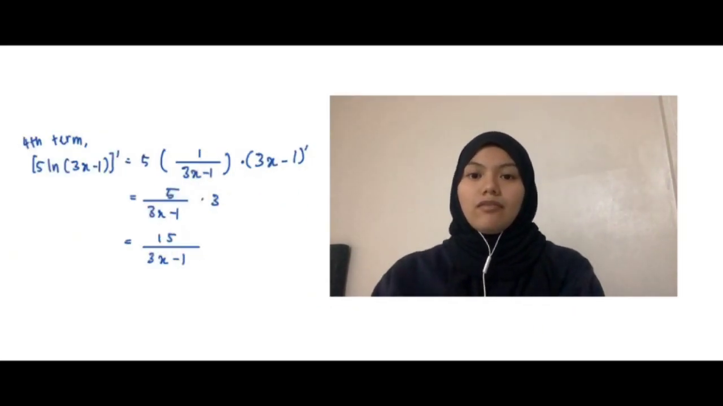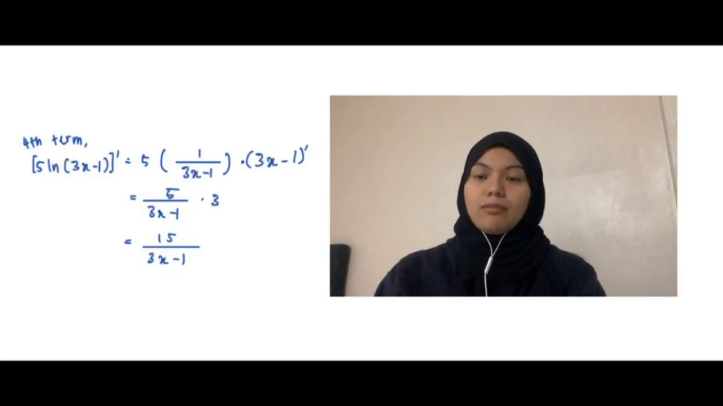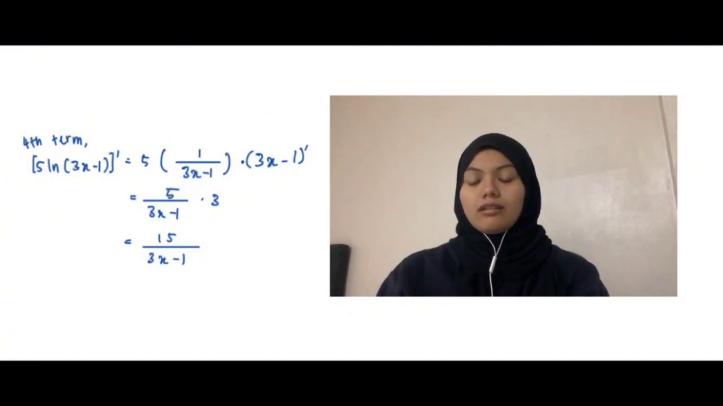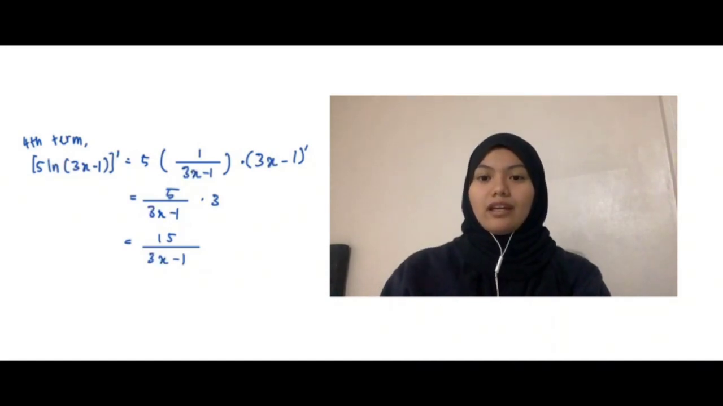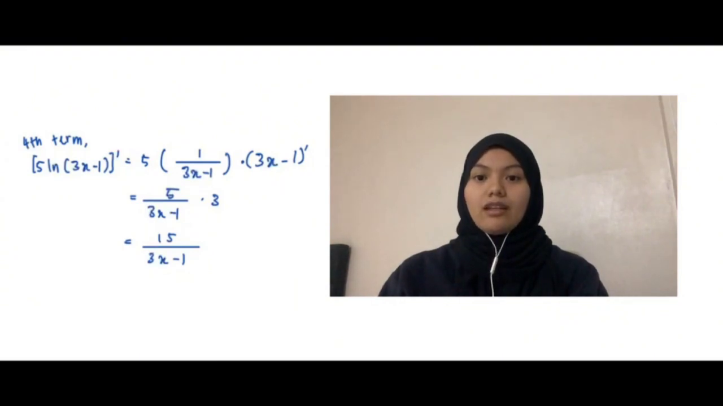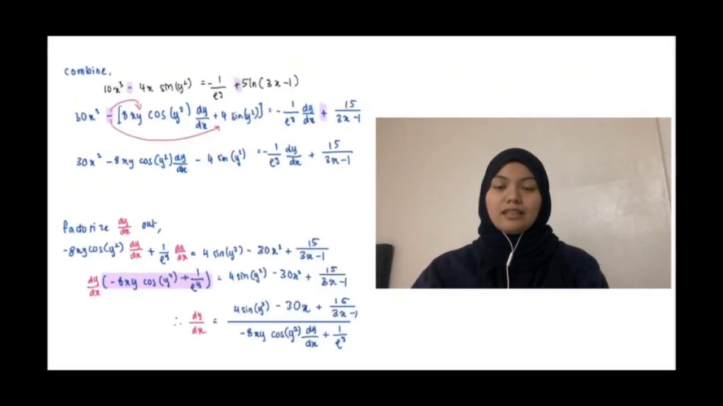Our fourth term, 5 ln 3x minus 1. When we want to derive it, first thing first, you have to understand that we have 5 multiplied with ln 3x minus 1. So that means we can actually make our logarithmic function into a simpler form. So we will get 5 times 1 over 3x minus 1, and then you will have to copy back the argument itself, which is 3x minus 1, and then derive it. As you derive 3x minus 1, we will get 3, and you'll just have to multiply it in a simple fraction form.